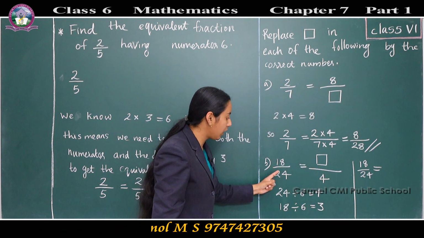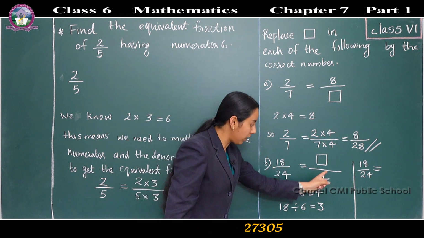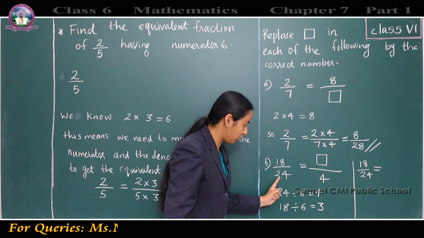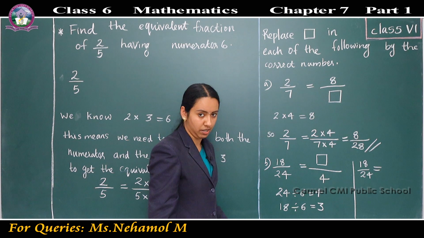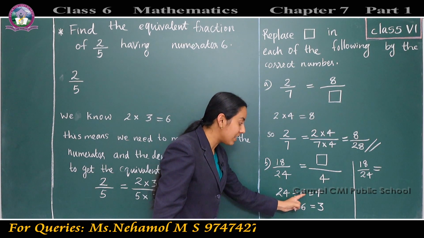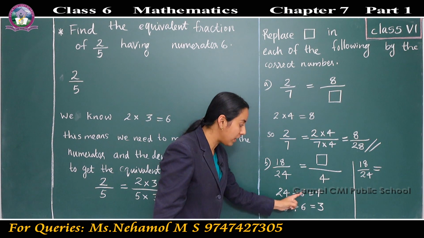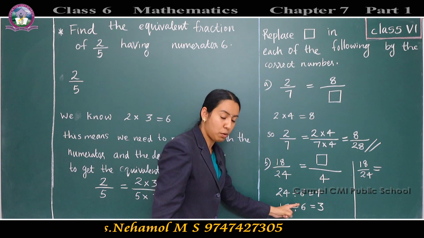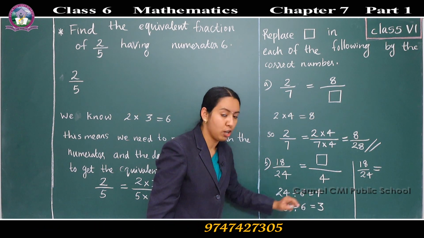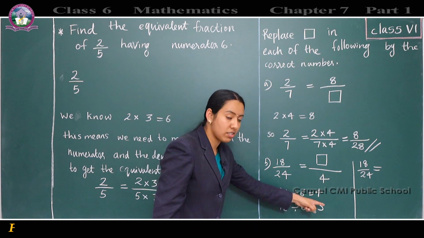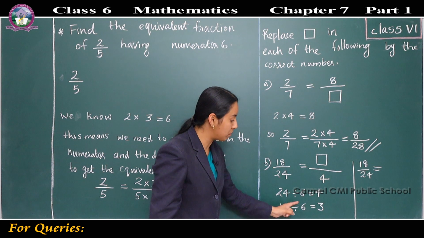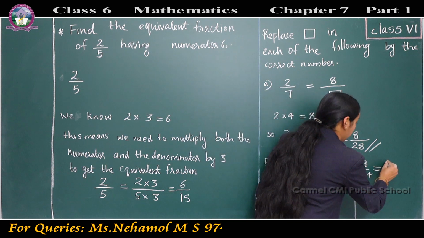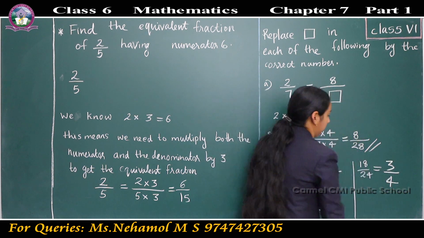Next question, 18 by 24 is equal to dash by 4. Numerator is missing. Then 24 is given, 4 is also given. Then we know that 24 by 6 is 4. So, we have to divide 18 also by 6. 18 by 6 is the numerator. What is 18 by 6? 3 6s are 18. So, 18 by 6 is 3. So, the missing number is 3. 18 by 24 is equal to 3 by 4.